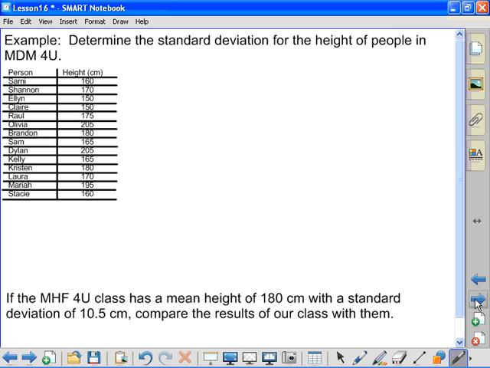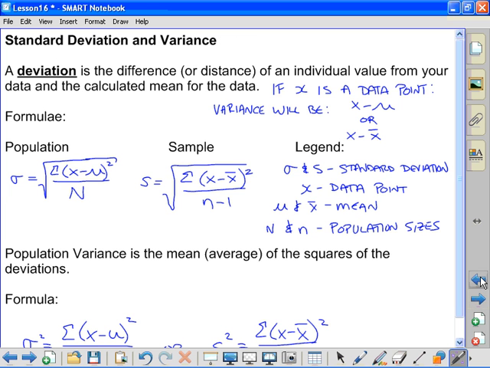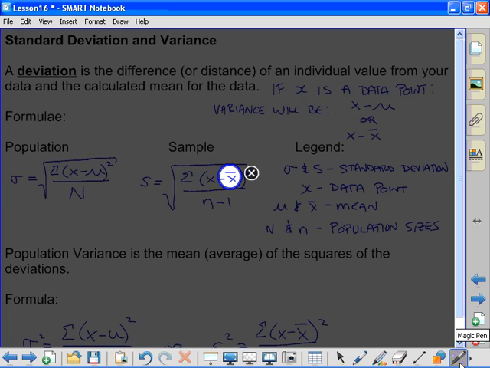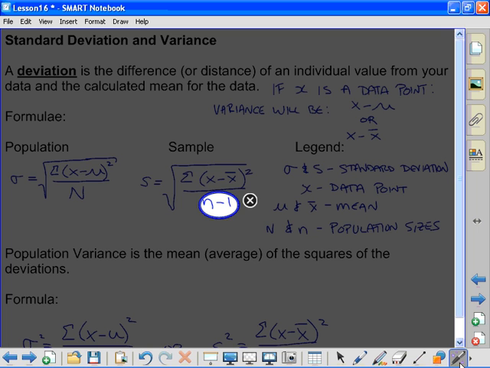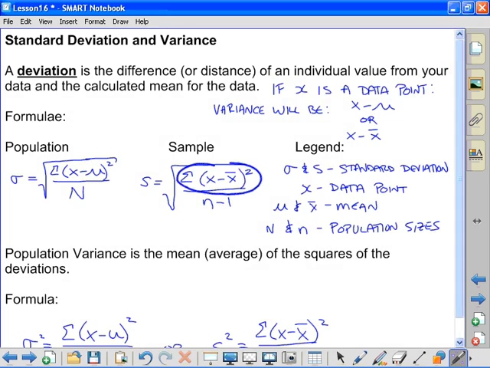The example: determine the standard deviation for the height of people in data management. Again, we have spreadsheets. We want to find the standard deviation, so using that formula, I'm going to have to find the mean height of everyone. I need to know how many people are in the class. I have to find the sum of the differences, and so on and so forth. So there are a couple of things we have to do first, and like I said, we're going to use a spreadsheet to do this, so I'm going to refer back and forth.